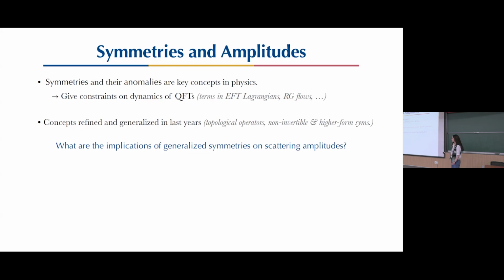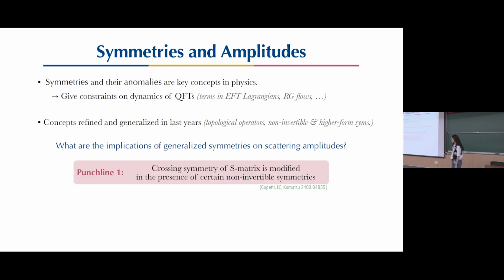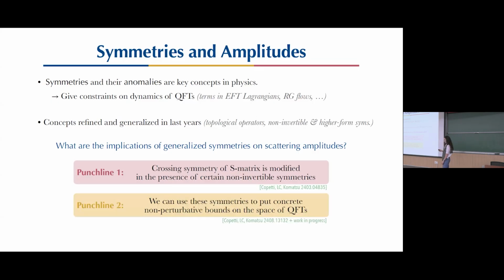So there are two punchlines for this talk. The first one is that crossing symmetry of the S matrix is modified in the presence of certain non-invertible symmetry. And the second one is that you can actually use these symmetries to give some concrete numerical predictions and explore new corners of the space of quantum field theories. So even though we expect this to be true in general, the explicit checks were in 1+1 dimensions.